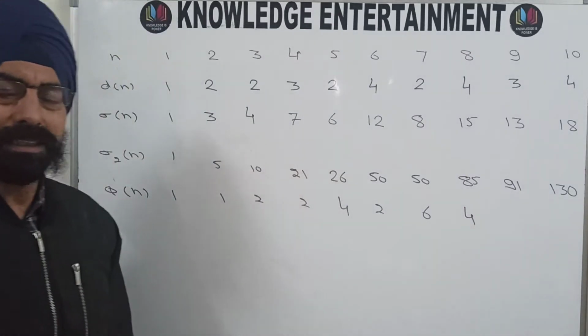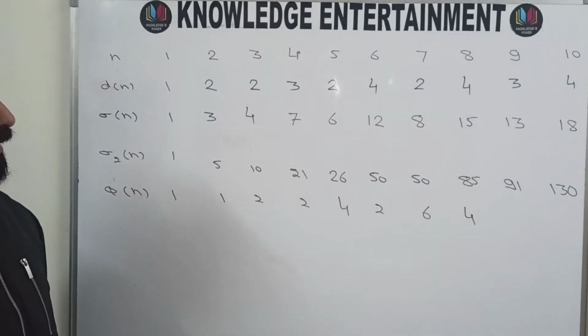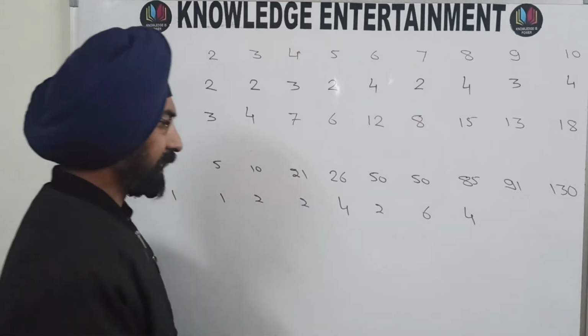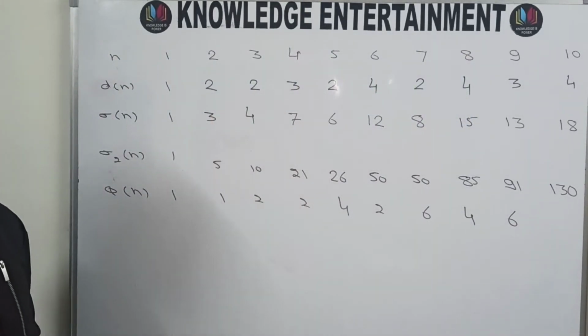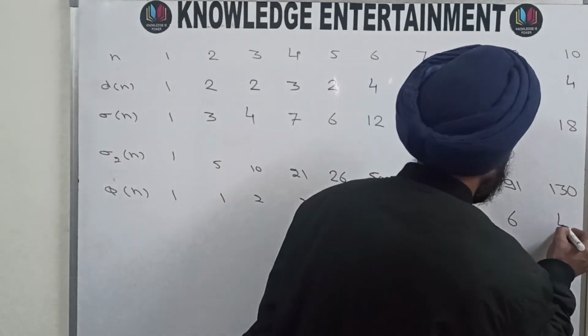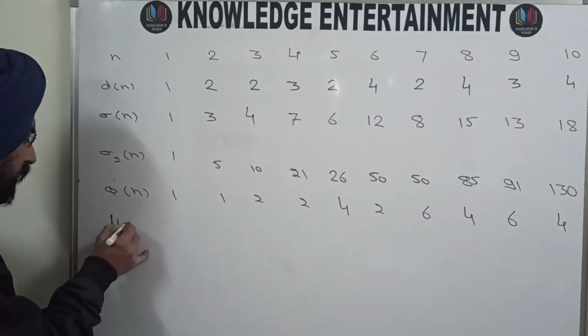For 8, these are 1, 3, 5 and 7, so 4. For 9, these are 1, 2, 4, 5, 7 and 8 also, so it is 6. For 10, these are 1, 3, 7 and 9. So it is 4. And now, let us discuss the values of their Mobius function, mu n.